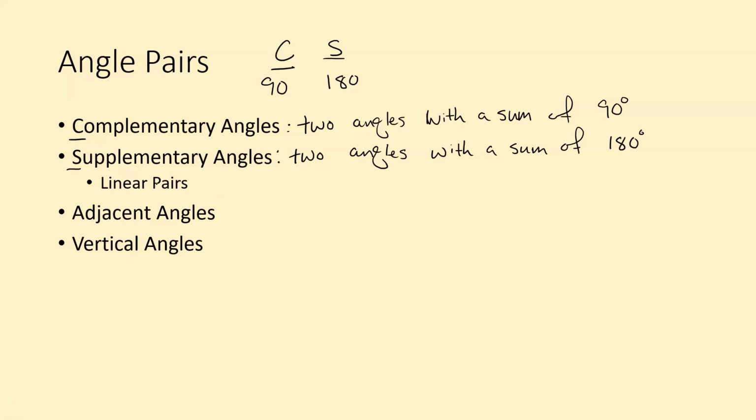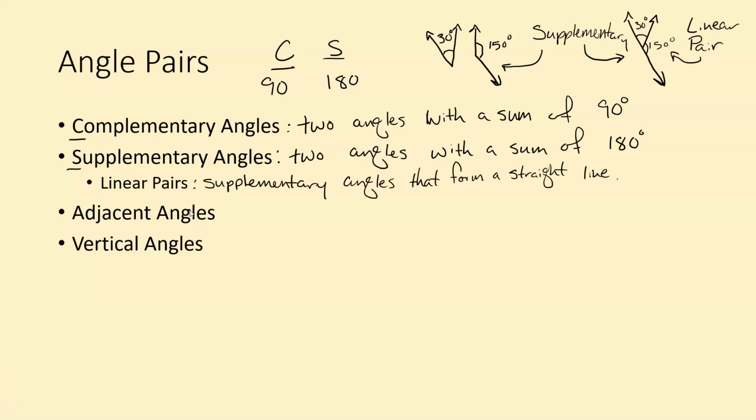Next definition, linear pairs. And notice I have linear pairs underneath supplementary angles. And the reason for that is because a linear pair is actually a type of supplementary angle. So what linear pairs are, those are supplementary angles that form a straight line. So you might be thinking, well, supplementary angles have a sum of 180 degrees, so wouldn't they form a straight line as well? The thing is, supplementary angles do not have to be attached to each other. They can be completely distinct angles that don't share any lines in common. Linear pairs do have to be attached to each other.